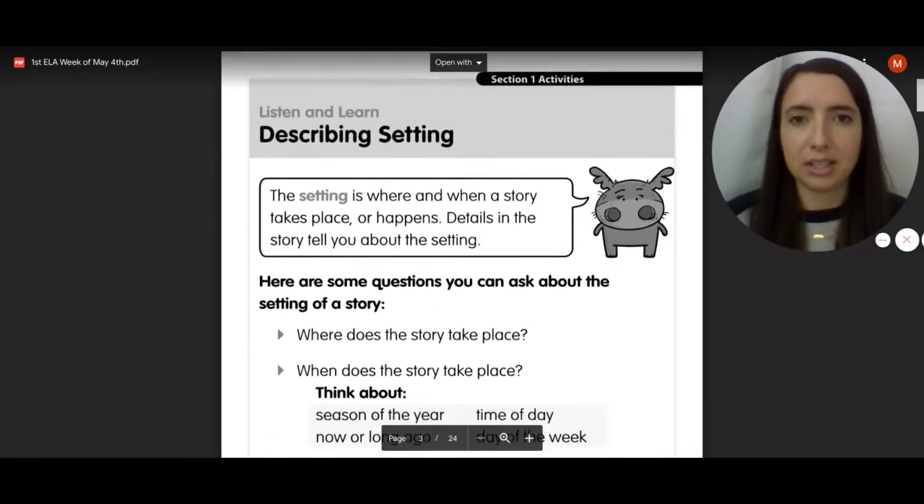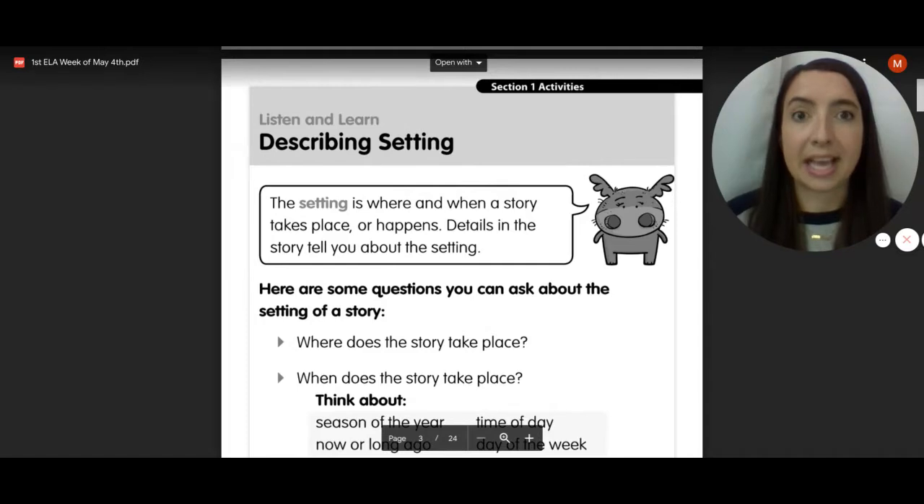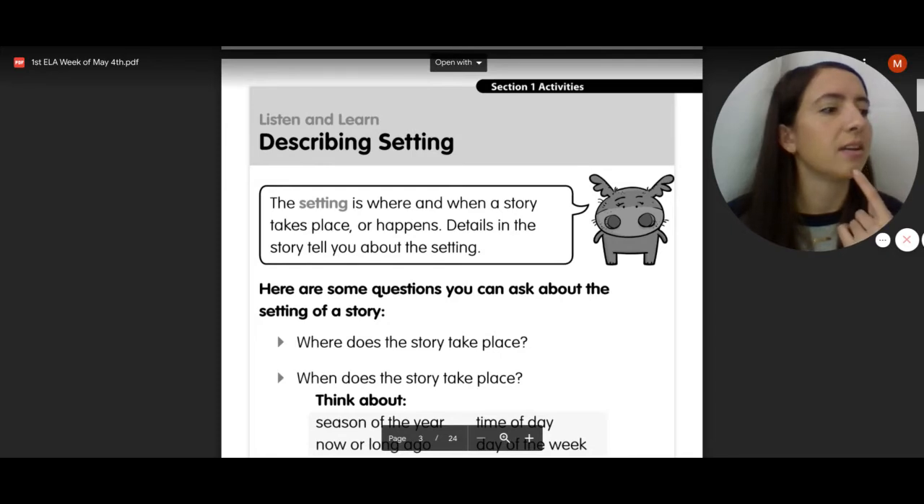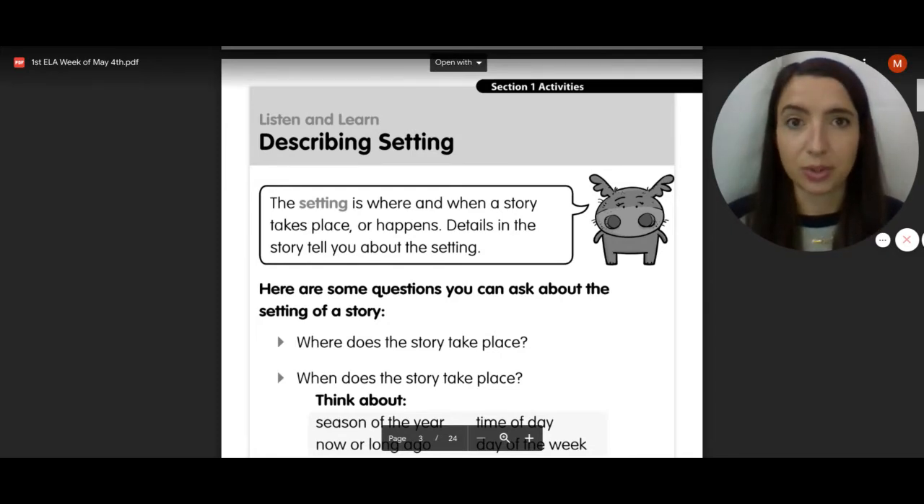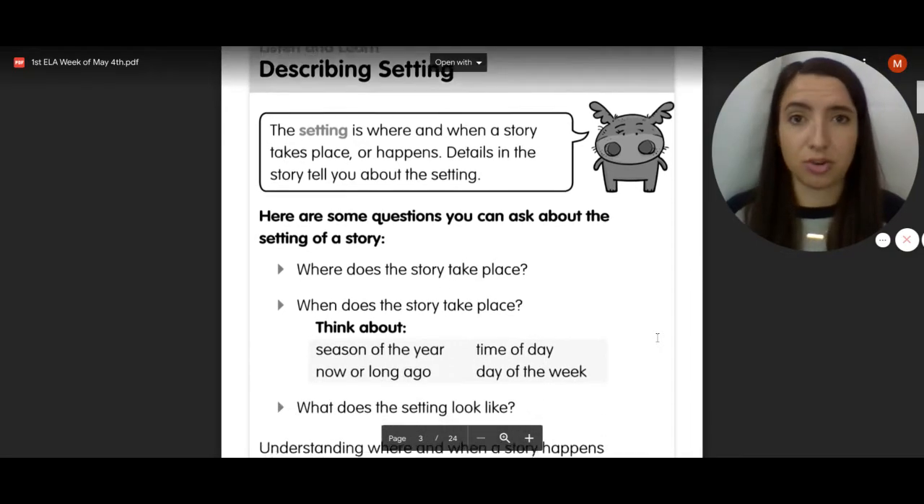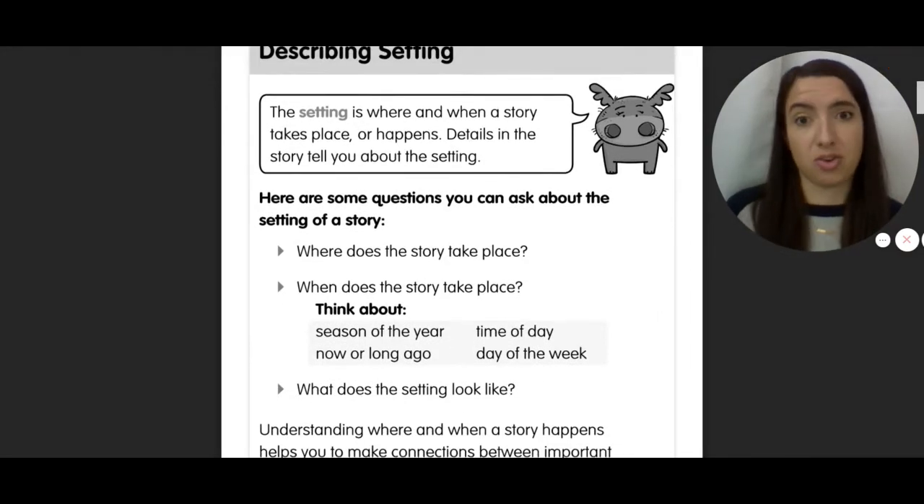Okay, when we are reading these stories, we're really going to be focusing on the setting. So think in your head, what is setting? In my class, we like to do a little chant, and it goes like this. The setting is where and when the story takes place. So the setting is where the story happens, but it's also when the story happens.